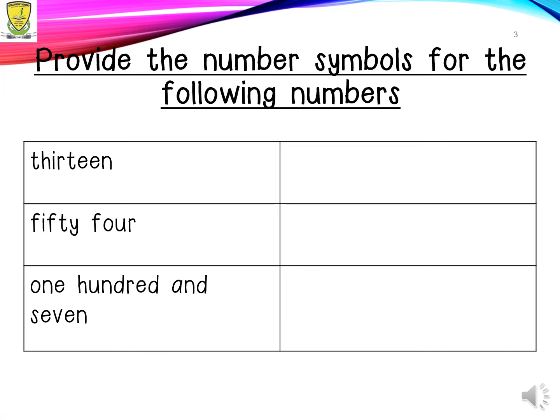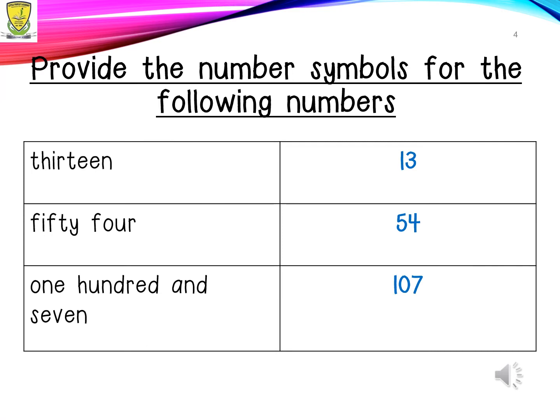13, 54, 107. So now, children, let's see how these number symbols are written for the number names. 13. So we write 13 as 1 and 3. 54. We write 54 as 5 and 4. 107. We write 107 as 1, 0, 7.